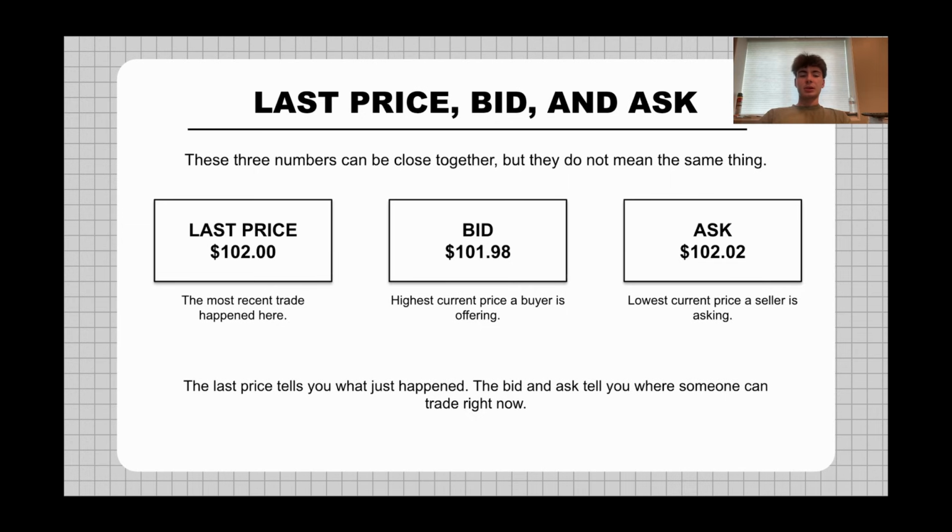So let's look at the last price, bid and ask. We covered this a little bit a few lessons ago, but we're going to cover it again. The last price is simply the last, most recent trade. So for this example, the last trade happened at $102 and 2 cents. Then we have the bid and ask, which we covered earlier.